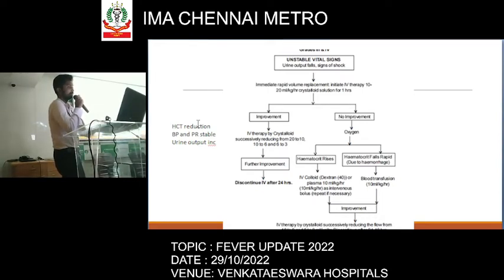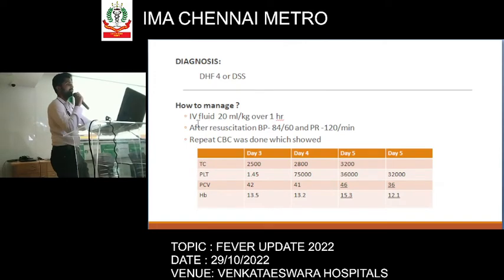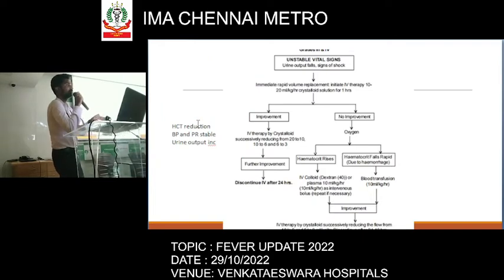The next thing is grade 3 and grade 4 hemorrhagic fevers. Usually there will be unstable vital signs for these patients. In grade 3 there is going to be a narrow pulse pressure. Grade 4 is going to be a frank shock actually. So these patients need immediate fluid resuscitation. The fluid requirement may be 10 to 20 ml per kg per hour for the first hour. Then we have to reassess the patients. How is their BP? How is their pulse pressure? How is their urine output?